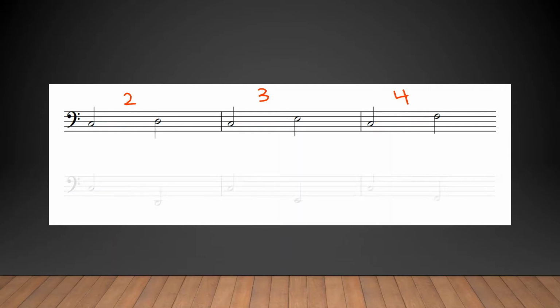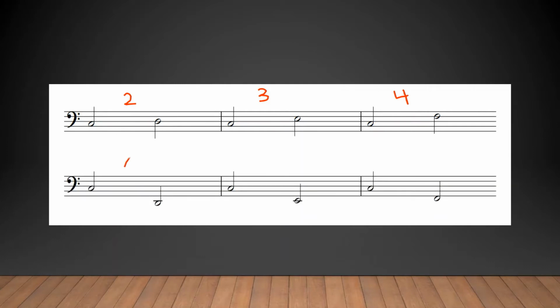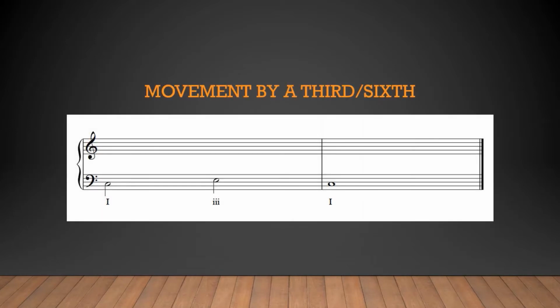Okay, wait. Aren't you missing movement by sevenths, sixths, and fifths? Not really, because if we think about this, a seventh is just a second inverted, a sixth is just a third inverted, and a fifth is a fourth inverted. The same exact rules apply to the inverted intervals. We're going to start with movement by a third or a sixth.